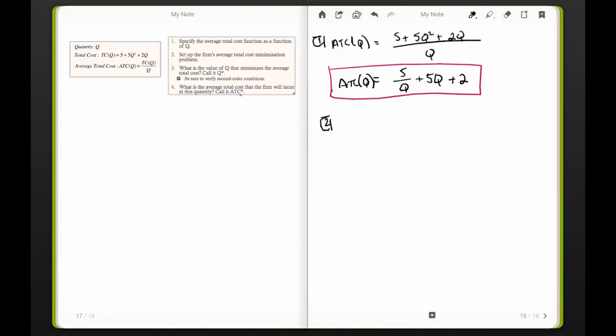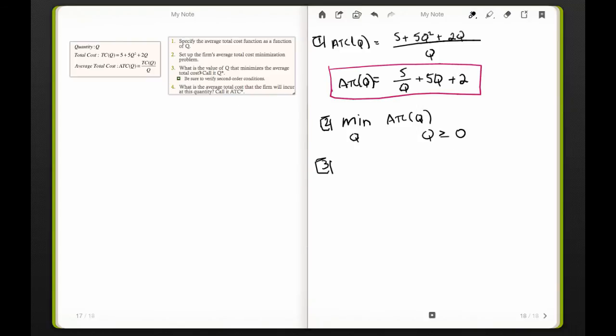Okay, so then the second problem, set up the firm's average total cost minimization problem. So in other words, what are we doing in math terms? We're trying to minimize average total cost, and you can plug this in here if you wanted instead of just writing this general function. So we're trying to minimize average total cost by choosing some Q, subject to Q being greater than or equal to 0.